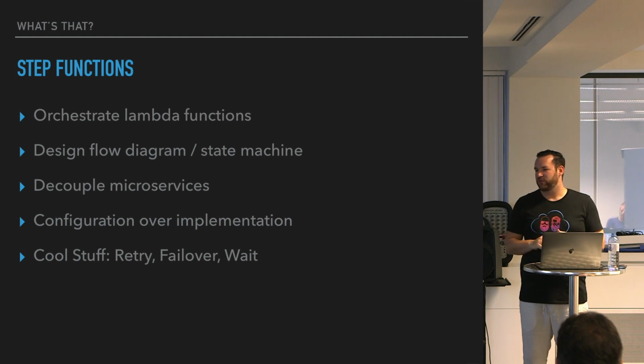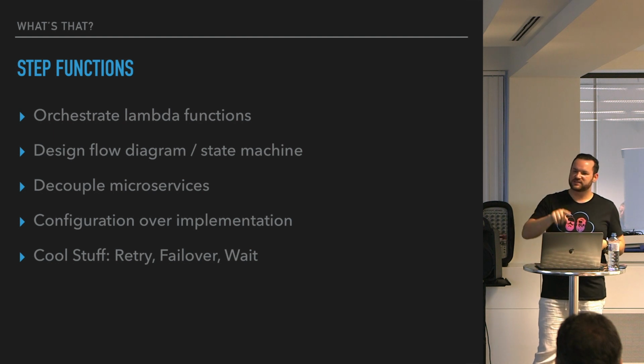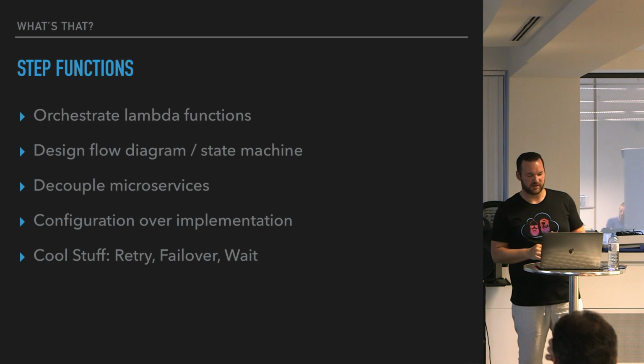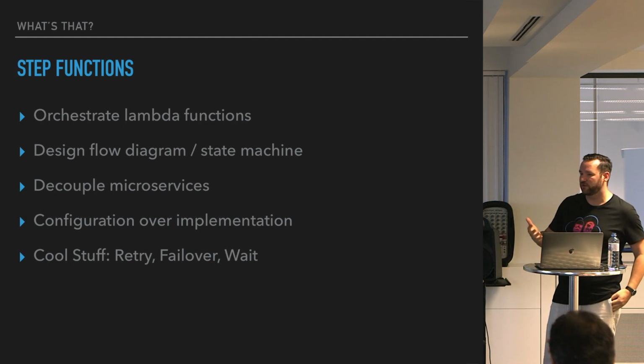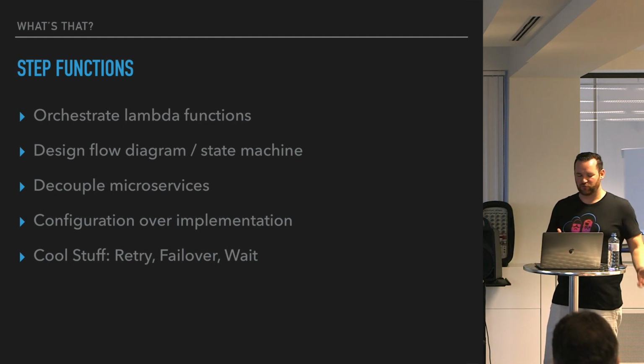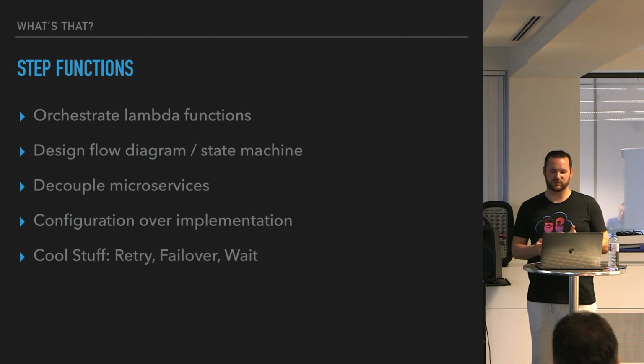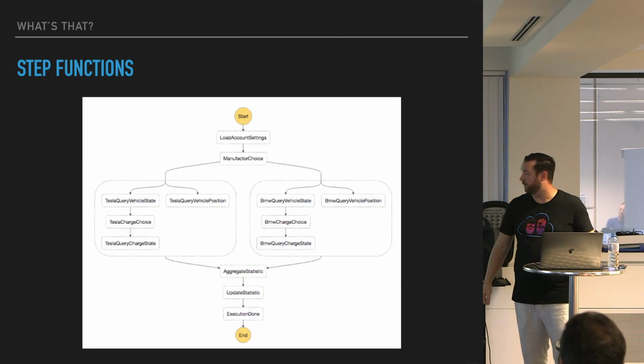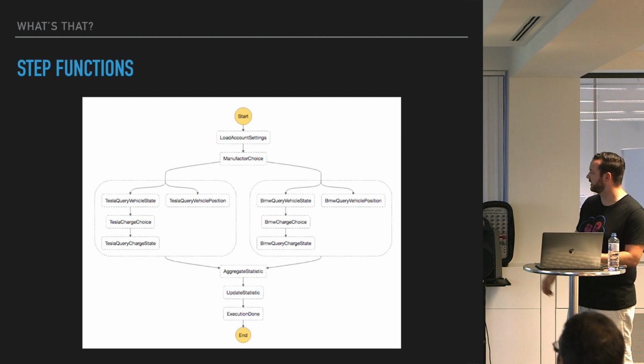And of course you can use configuration over implementation. That means if you want to have a retry somewhere, you don't have to implement it, you just configure it using Step Functions. It's very cool because you have stuff like failover, waits, and with those tools in hand, you can create very cool flow diagrams like this one.